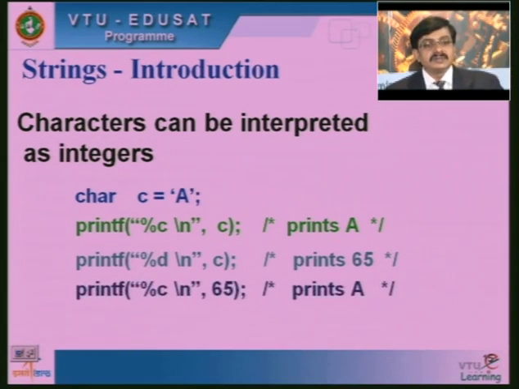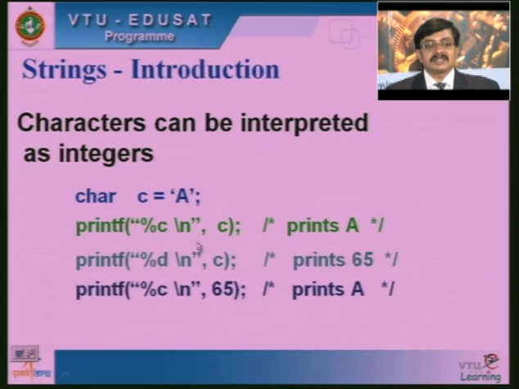Now if you look into another scenario where I am not using the C variable at all. Here I am writing printf %c \n, comma 65. I am providing the integer value itself here, but I am printing %c, right? So the character associated with the integer value 65 will be printed over there. What is the ASCII value of 65? 65 corresponds to the character capital A. So this particular statement will print the capital A as the output here.